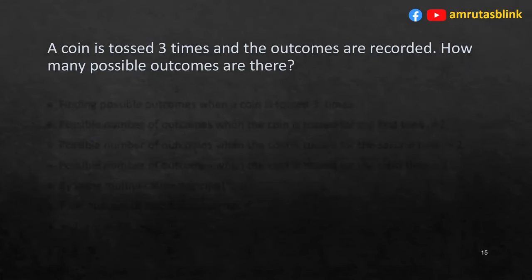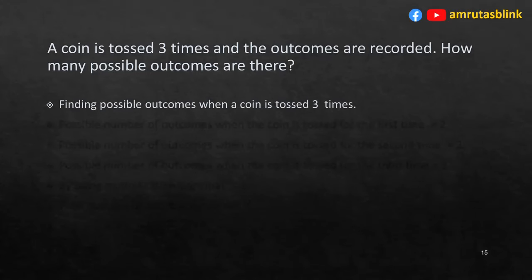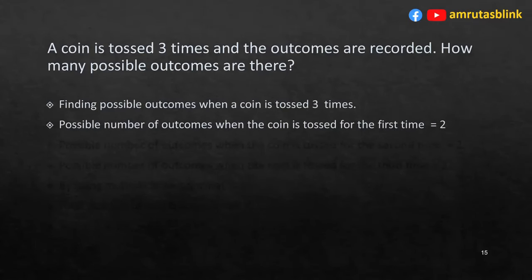A coin is tossed 3 times and the outcomes are recorded. How many possible outcomes are there? Now, a coin is tossed three times. You just have one coin, but the coin is tossed 3 times. Now, the possible number of outcomes when one coin is tossed are just 2. That is, you can have either head or tail.